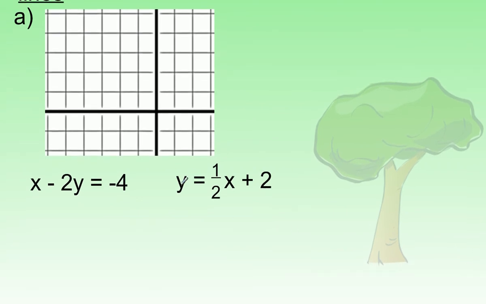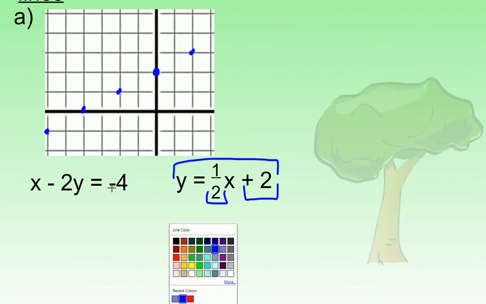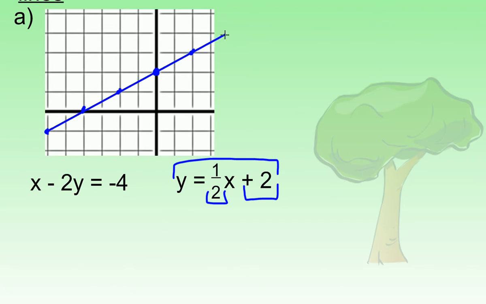So first things first, I'm going to graph this first one. It's already in slope-intercept form, so the y-intercept is 2, and the slope is 1/2, up 1 over 2, and in reverse. Let me draw a nice pretty blue line. There we go. Okay, so the first equation is graphed.